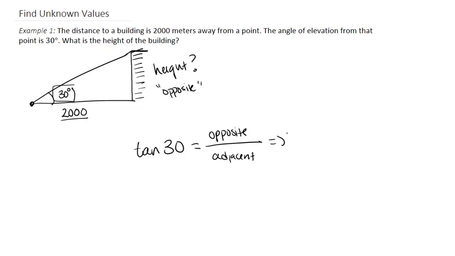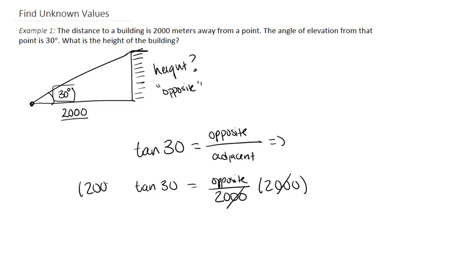So if we were to rewrite this, tan of 30 is equal to opposite over 2,000. Now for this, in order to get to what the height is, we need to go ahead and multiply both sides by 2,000. We do this so we get rid of it on the right hand side, and we're left with just our unknown. So in order to find this, we need to get our calculators out.